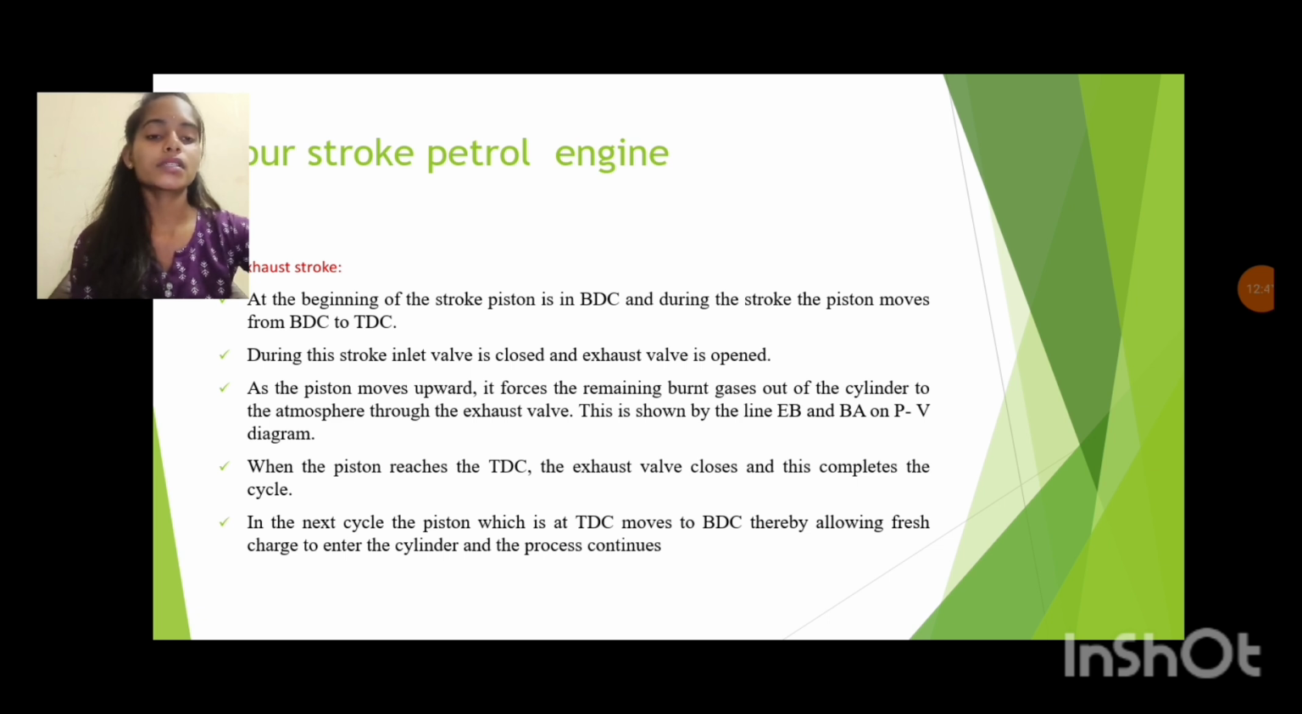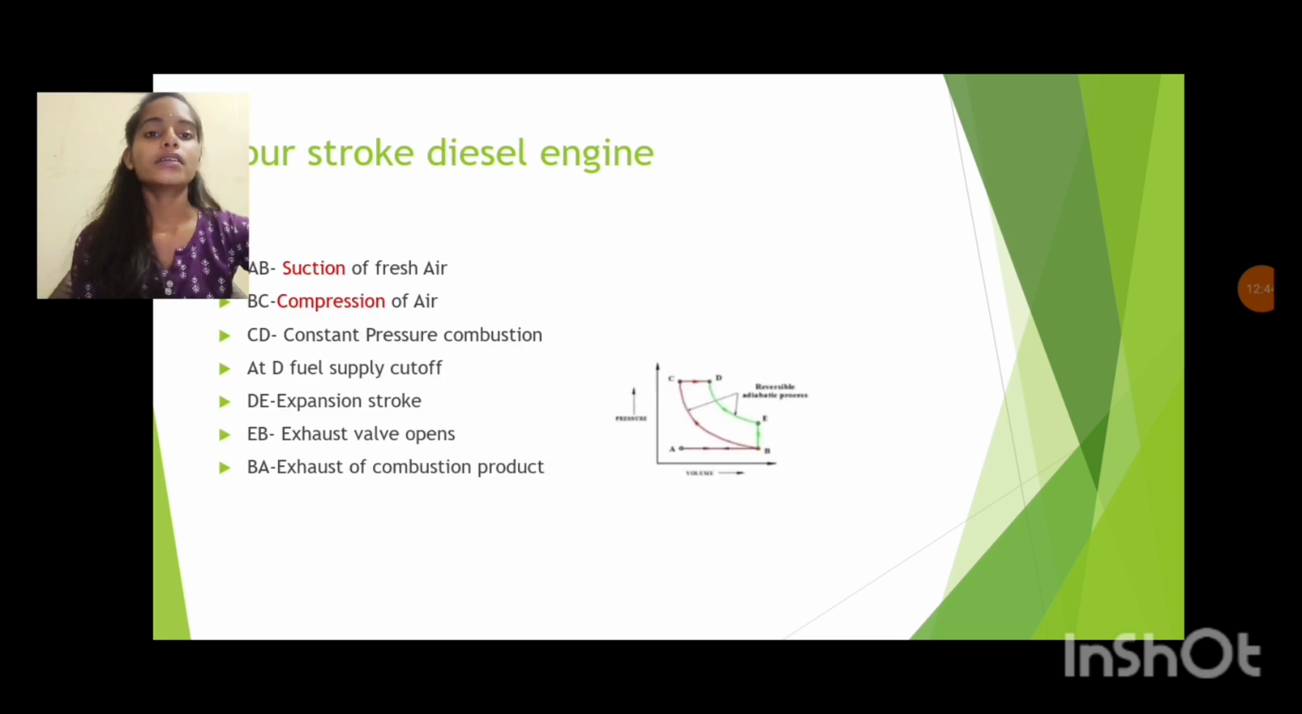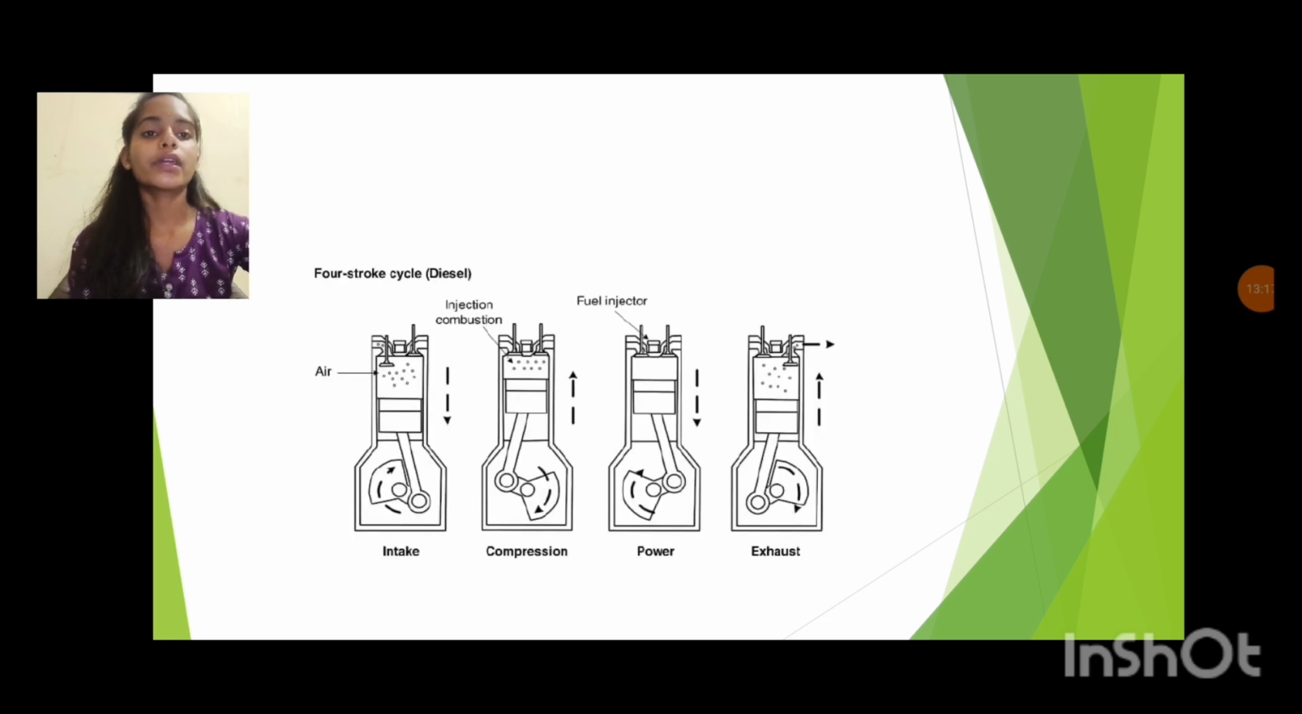cylinder, and the process continues. Now for the four-stroke diesel engine, considering the graph: AB is suction of fresh air, BC is compression of air, CD is constant pressure combustion, at D the fuel supply is cut off, DE is the expansion stroke, EB is where the exhaust valve opens, and BA is exhaust of combustion products. These are the diagrams for the four-stroke diesel engine.